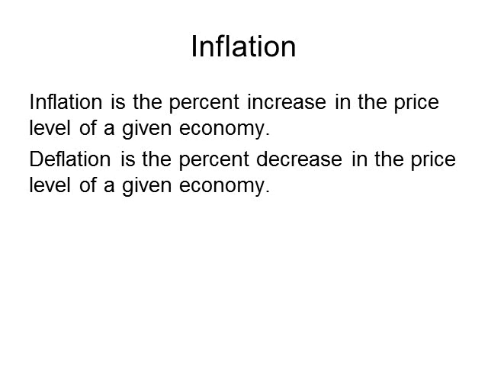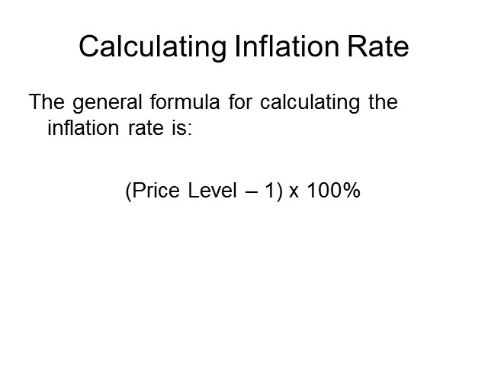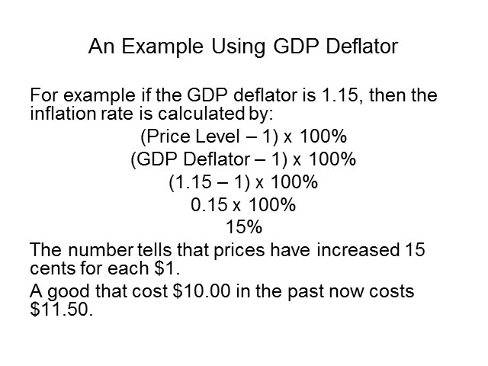Inflation is the percent increase in the price level of a given economy. Deflation is the percent decrease in the price level of a given economy. There are two ways inflation can be measured, either using a percent change in GDP deflator or a percent change in price index. The general formula is the quantity of the price level minus 1 times 100%. Let's look at a few examples.